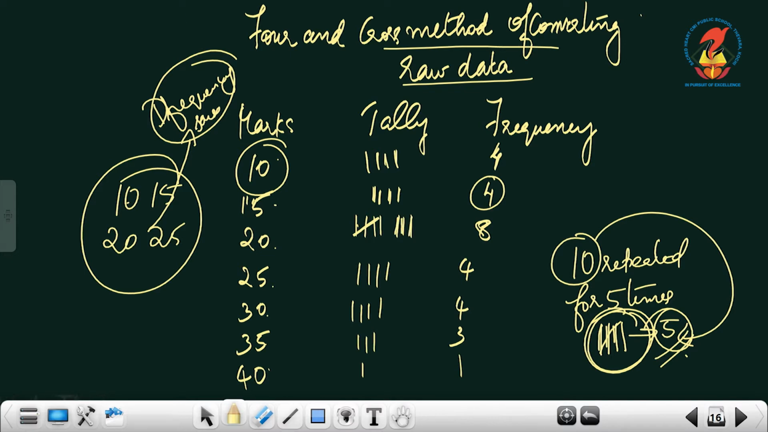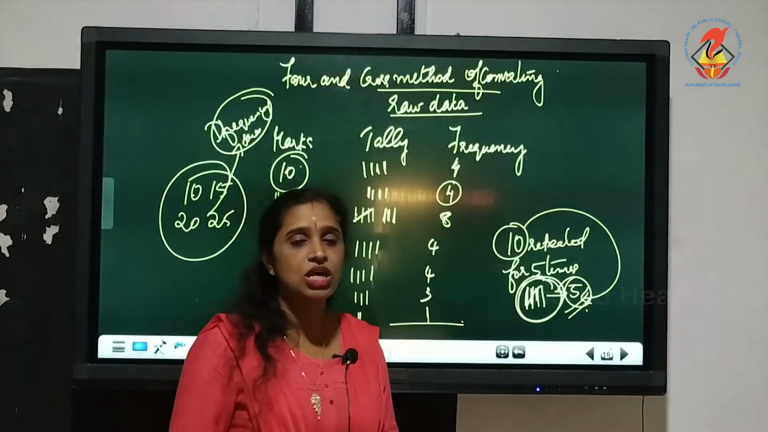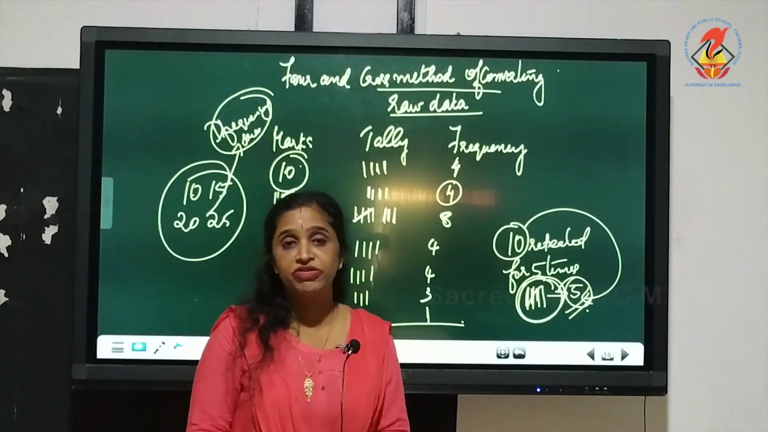5 plus 3 gives you 8. Now 40 marks has occurred 1 time, so 1 tally bar, therefore it is 1. So when you add, you will get the total. This is how we represent it in the form of a tally bar.